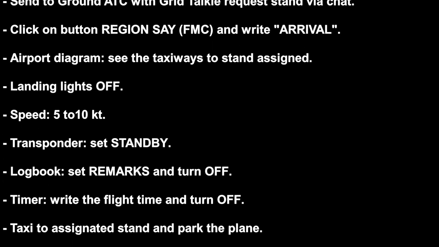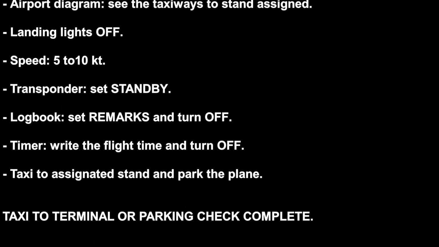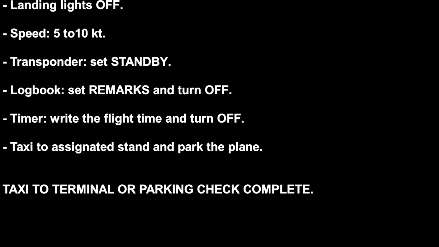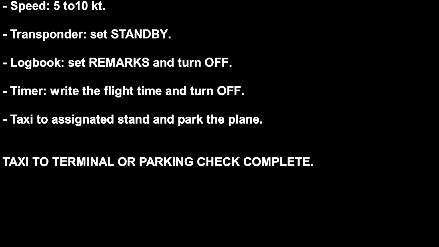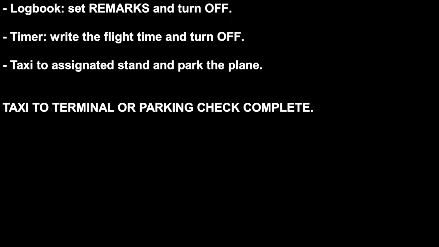Landing lights off. Speed, 5 to 10 kT. Transponder, set standby. Logbook, set remarks and turn off. Timer, write the flight time and turn off. Taxi to a stand and park the plane. Taxi to terminal or parking check complete.